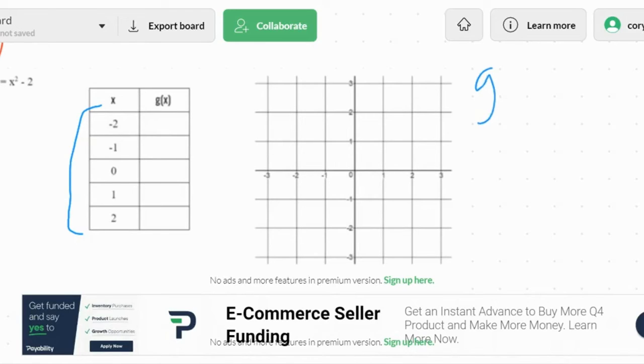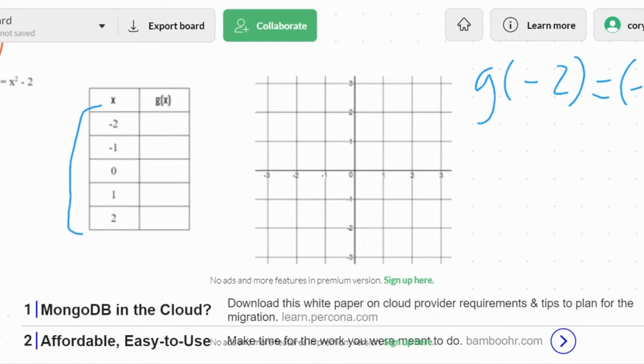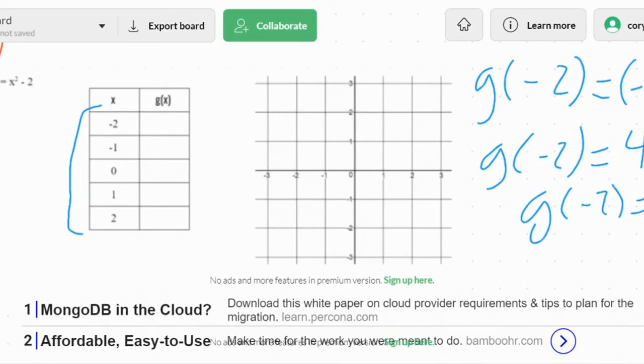So we're going to do g, because g is your function name, of the first one, which is negative 2. We put in x, so it's going to be negative 2 squared minus 2. Now you just do the math. The left side is just going to stay the same because it's saying, for this function, what are we going to get? Plug in negative 2. We're not solving for anything, we're just evaluating. So g of negative 2 equals negative 2 squared, which is 4 because it's inside parentheses, minus 2. When we do the math, we get g of negative 2 equals 2, so I'm going to put that in the table.